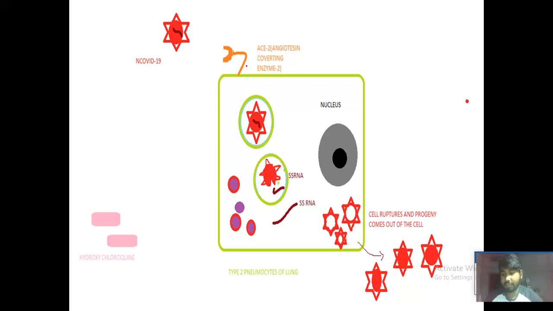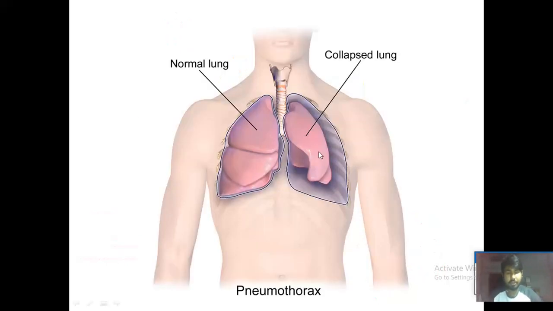First, the coronavirus affects a type of pneumocytes in the lungs, which are responsible for the production of surfactants. What are surfactants? Surfactants are chemicals which prevent the collapse of the lungs. You can see this is the collapsed lung and this is the normal lung. In collapsed lungs, the lungs collapse during expiration, and this is very painful.